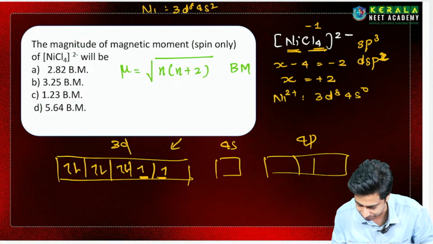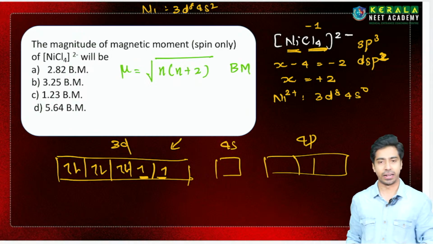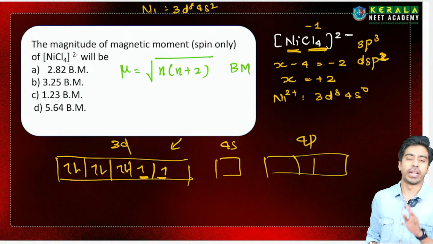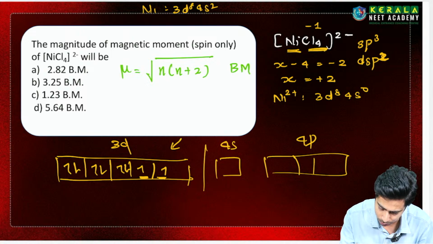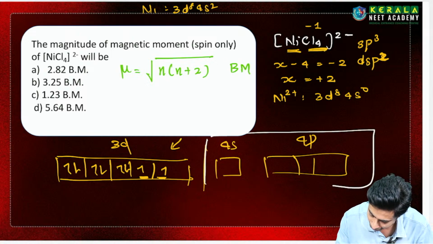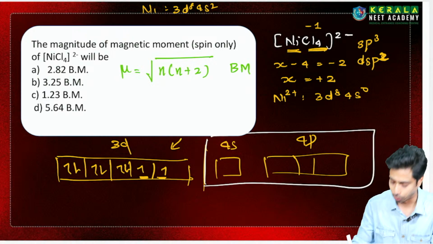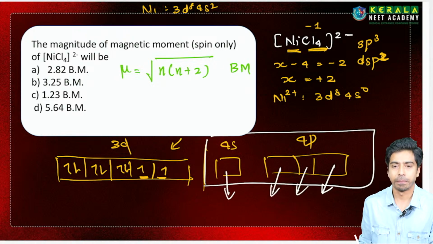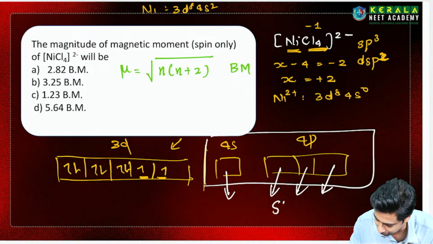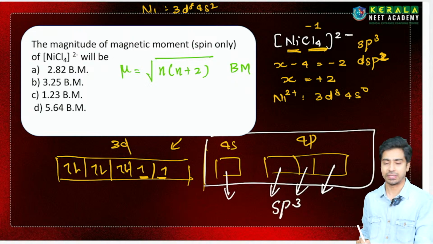What about Cl minus? Cl minus is a weak ligand, so pairing will not take place. As a result, what will be the hybridization? In this molecule, the unpaired empty orbitals hybridize: one 4s and three 4p. So the hybridization will be sp3. That is not our concern in this one.